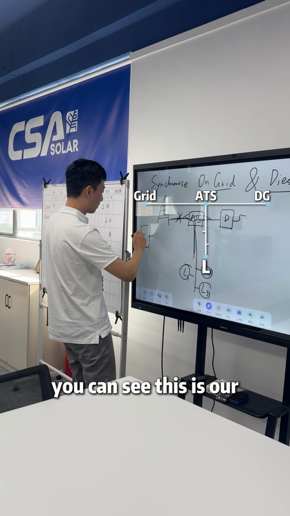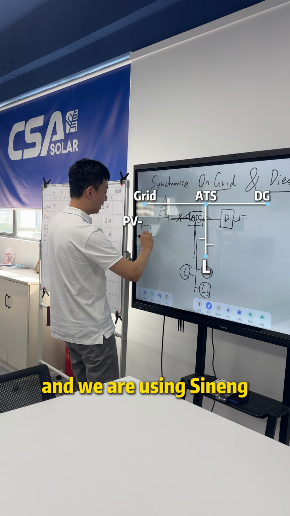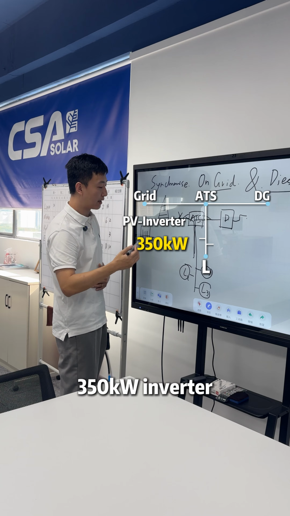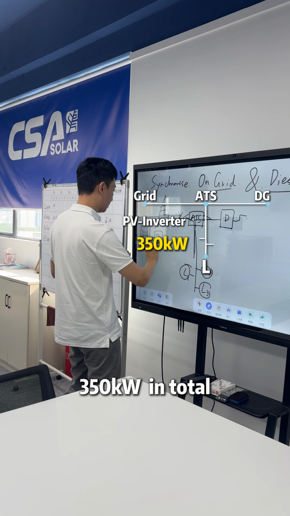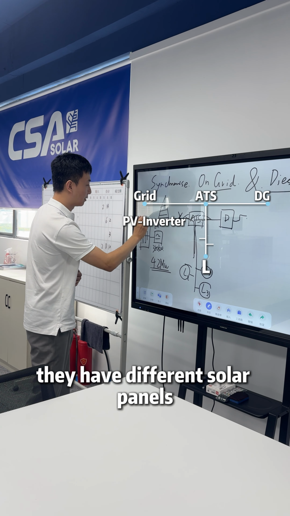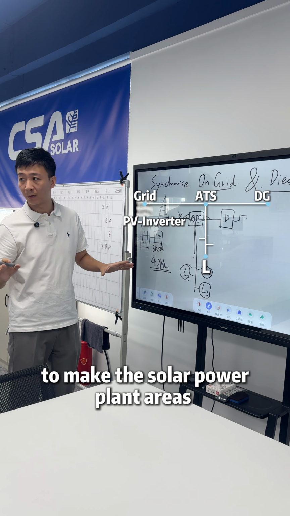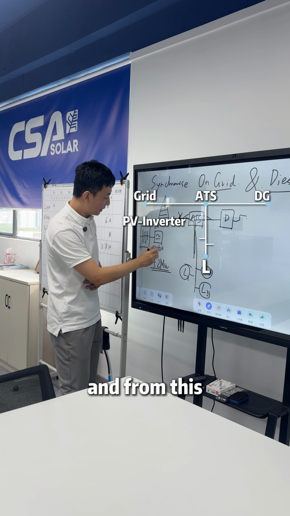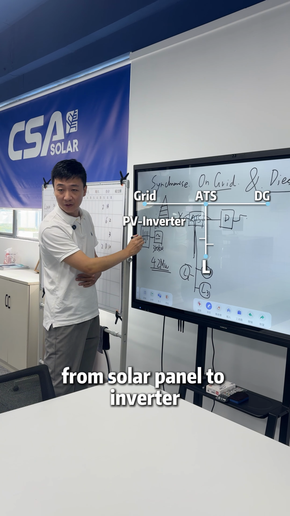You can see this is our solar panel, okay? And we are using a Xenon 350 kilowatt inverter. In total, it's 4.2 megawatt. They have different solar panels and different inverters to make the solar power plant areas, okay? And from this comes DC, right? From solar panel to inverter.